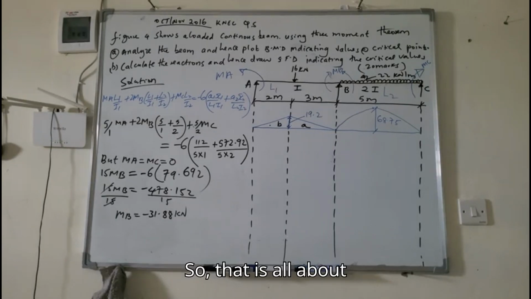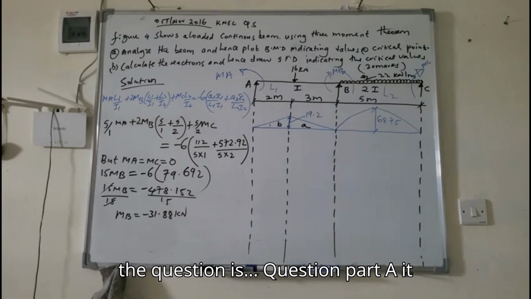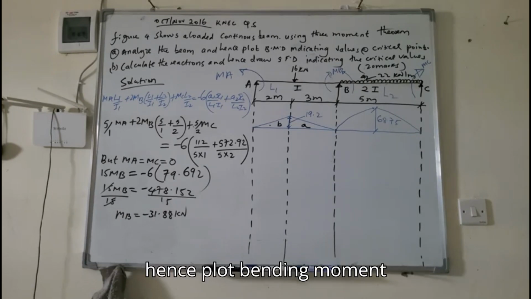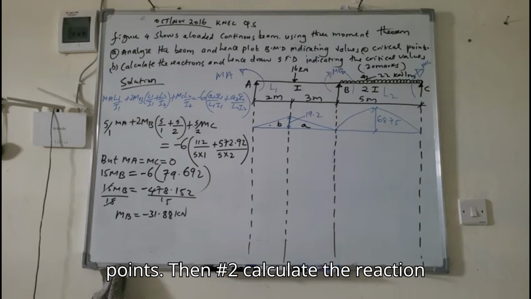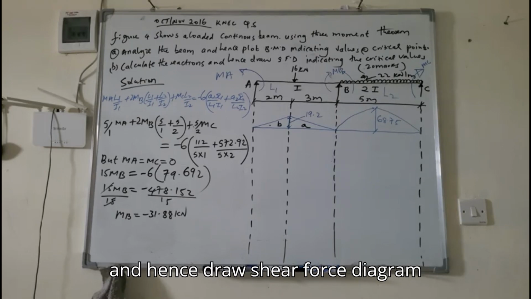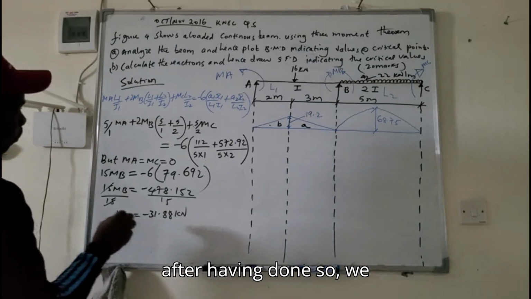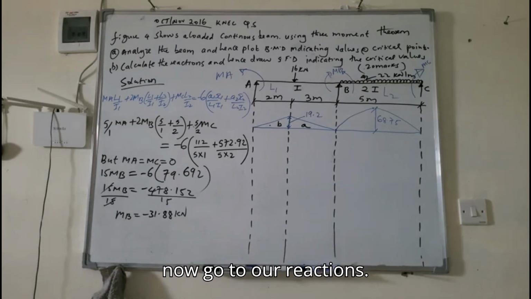So that is all about bending moment. The question part A says analyze the beam and hence plot the bending moment diagram indicating values at critical points. And then number 2, calculate the reactions and hence draw the shear force diagram indicating critical values. So after having done so, we now go to our reactions.